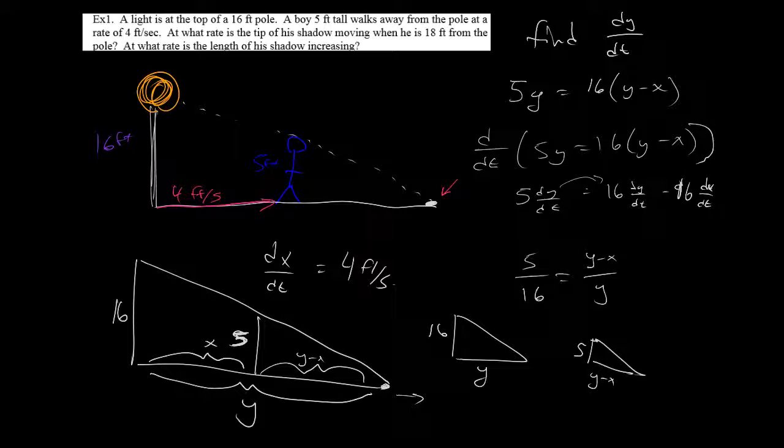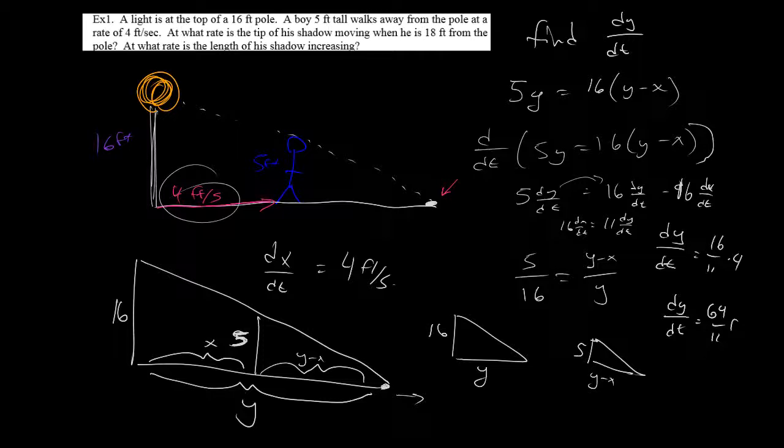So if we do some math in our head, we combine these two terms, we're going to get 11 dy/dt is equal to 16 dx/dt. Then this turned into dy/dt is equal to 16 over 11 times our dx/dt, which we know is our 4 feet per second, so times 4. And there we have it. dy/dt is equal to 64/11 feet per second.